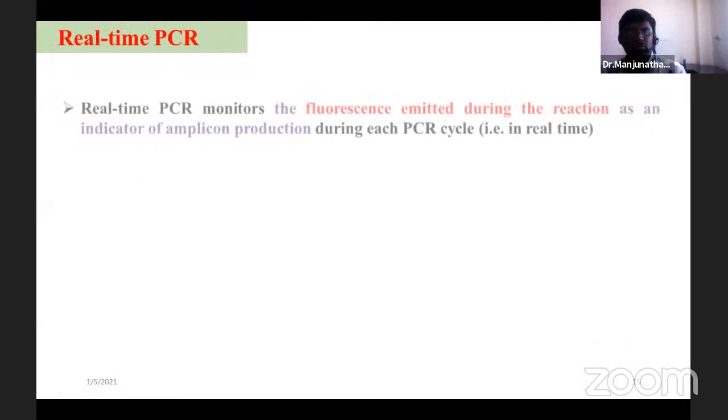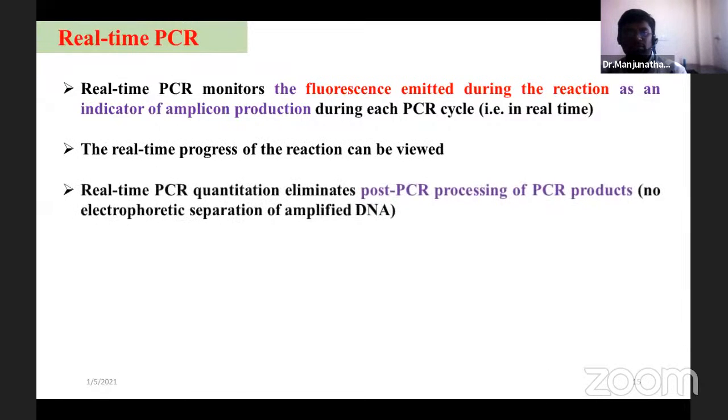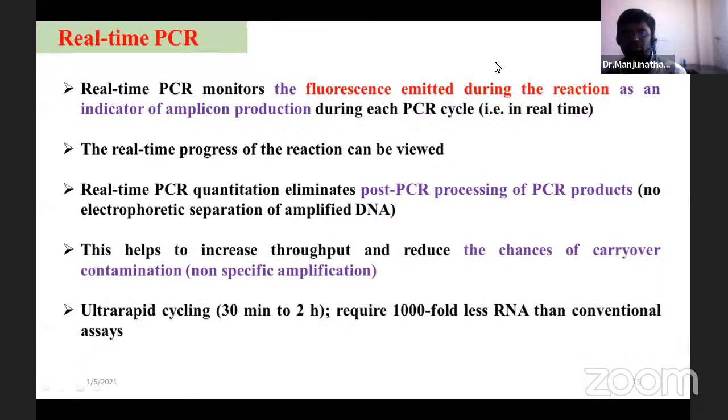Now we come to real-time or quantitative PCR. Here it is also one of the variants of RT-PCR. Here also the template is RNA, then we convert it into cDNA. Here we are using fluorescence emitted during the reaction. In normal PCR, we just use primers, and once they amplify, we visualize through electrophoresis.